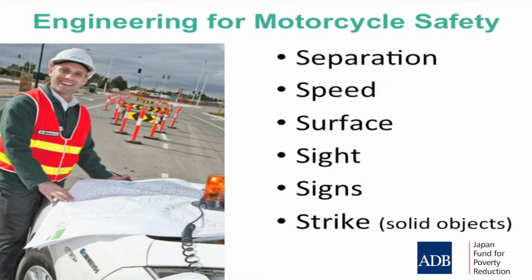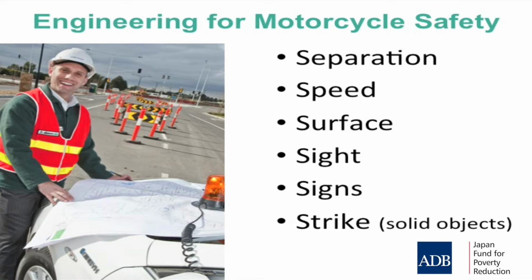Speed. Speed is the biggest issue when we talk about crashes on the road. We talked earlier about the human body, the capability of the human body to handle forces, the kinetic energy. The lower the speed, the less the kinetic energy. We'll talk in a minute about ways that you can manage speed, because it's not just a speed limit. You can do other things.